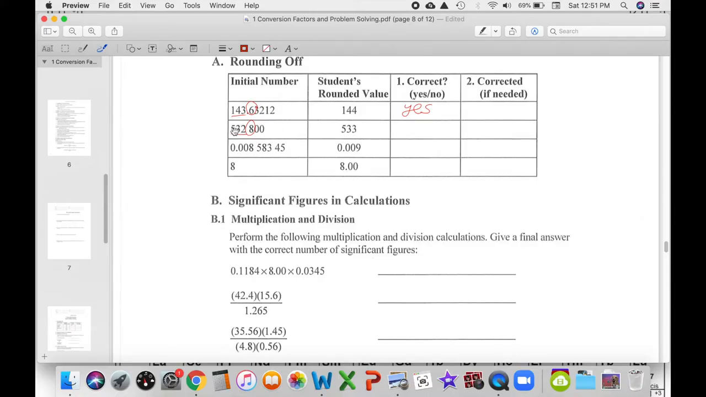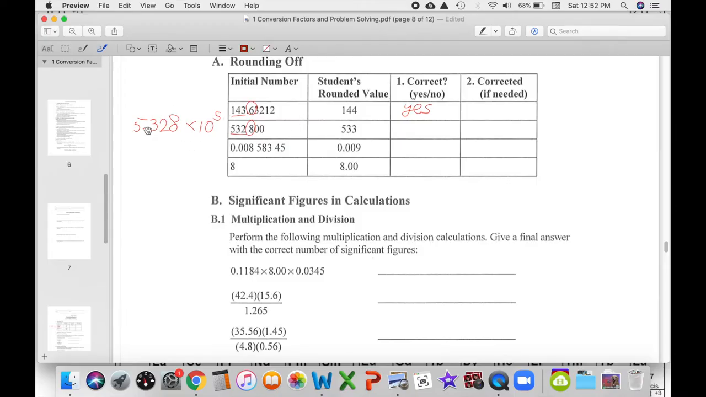If you have 532,800 and you wrote it out in scientific notation, that would be 5.328, and we move that decimal point 1, 2, 3, 4, 5 places. So 5.328 times 10 to the power of 5.